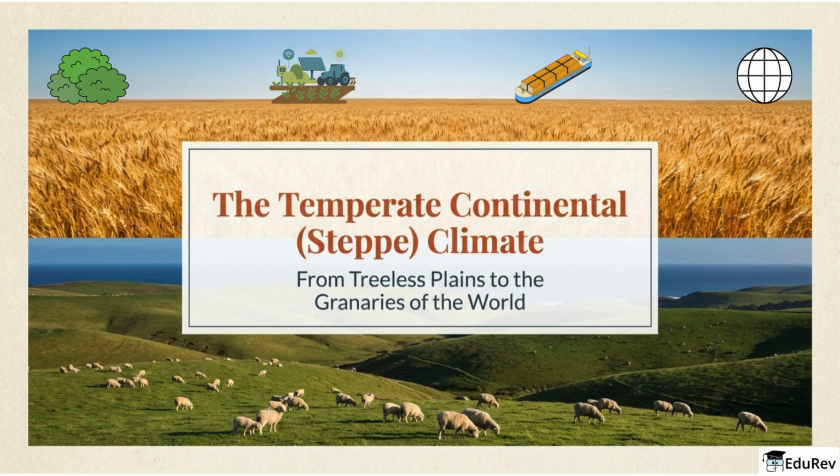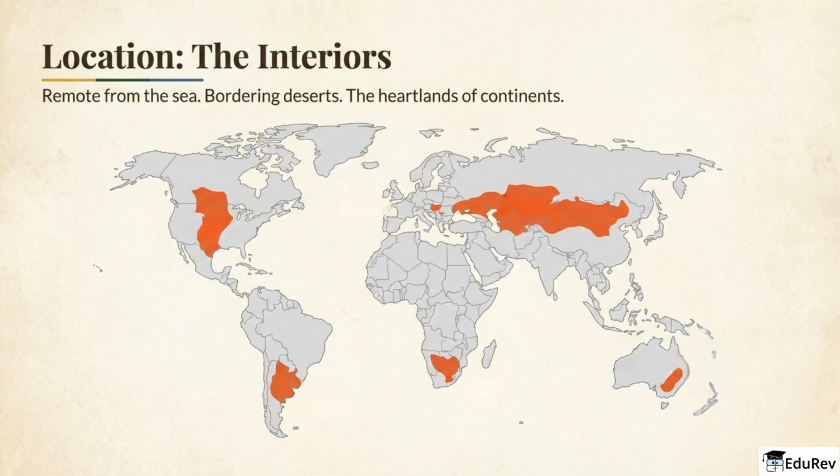If you understand this as a chain, location, climate, vegetation, economy, the chapter becomes easy to retain. Start with location. These regions lie in the interiors of continents, far from the sea, often next to deserts or semi-arid zones. That is why the major grassland belts appear as interior heartlands.